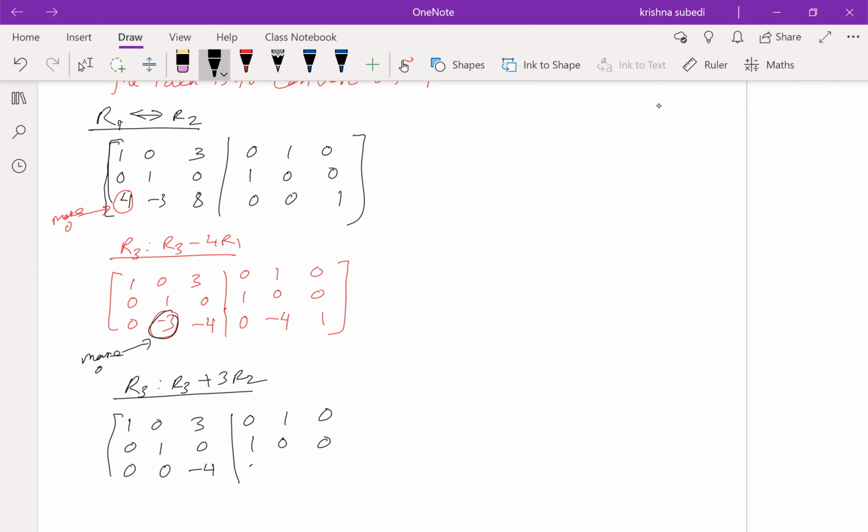R3 plus 3R2. I think it's 0. Which one? The 3 minus 4. The 3 one is a 0. Okay, let me see. This is 0. And R3 minus 3R2, that will be negative 4. Yeah, after that it's 0, I think. R3 is 0 plus 3R2. 0 plus 3 is 3, isn't it? And minus 4 R3. Yeah, it's right. R3 plus 3R2 is that one.